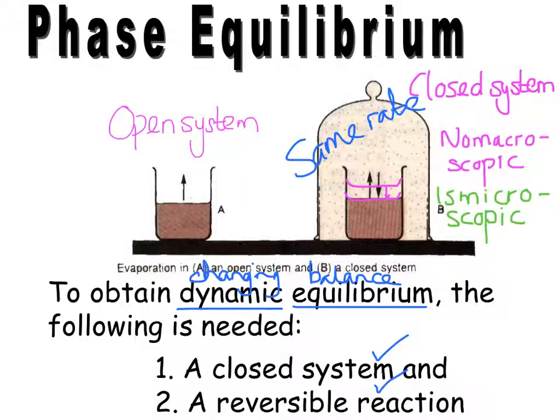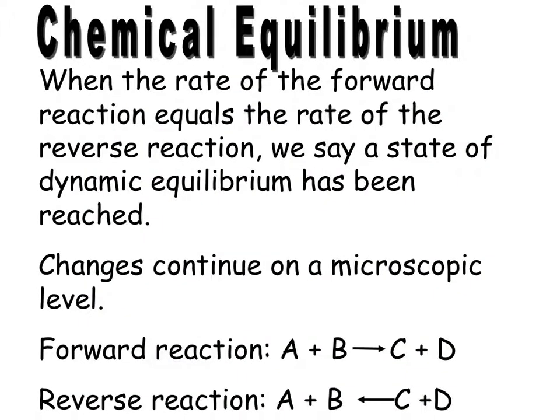So let's take a look at something a little bit more complicated than water evaporating. Chemical equilibrium is defined as when the rate of the forward reaction is equal to the rate of the reverse reaction. Then you get a state of dynamic equilibrium. The changes will continue on a microscopic level, but there will be no visible, no macroscopic changes.